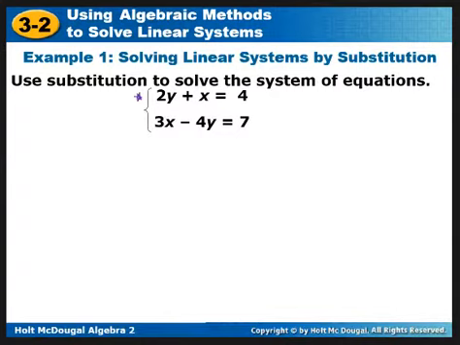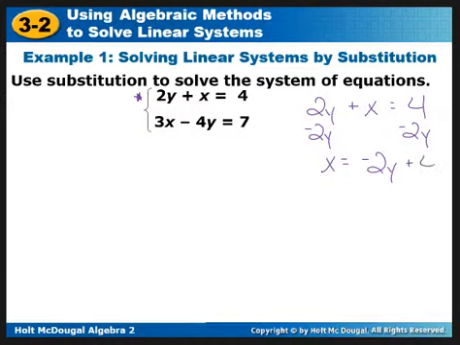So I'm just going to rewrite it over here. 2y plus x equals 4. Now what I'm going to do with that is I'm going to solve it for x. So essentially I'm going to subtract 2y from both sides, and I'm going to find out that x is going to be negative 2y plus 4.